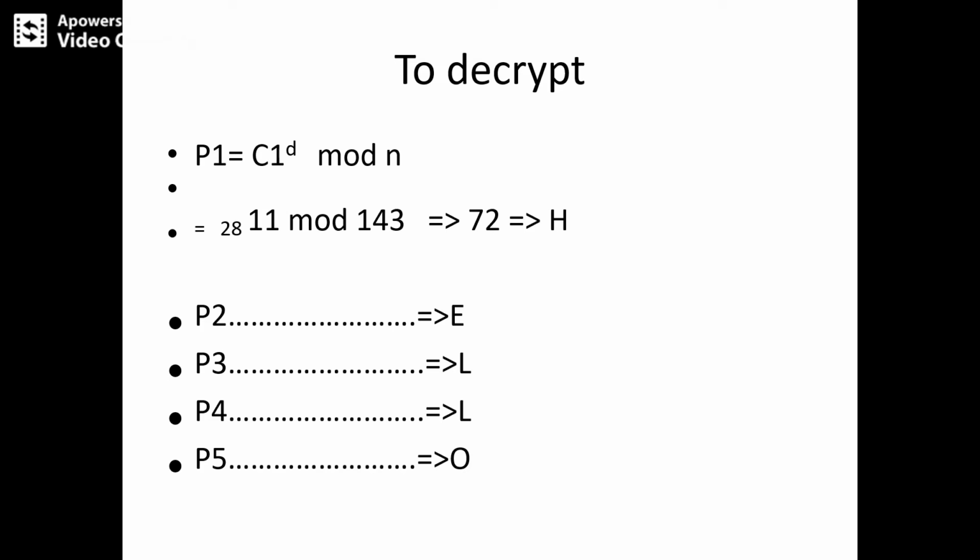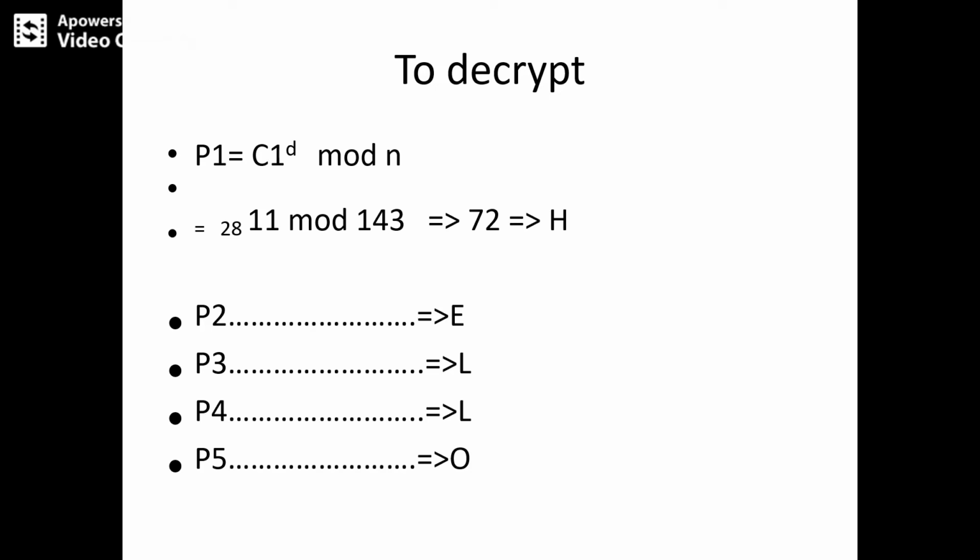Similarly, we'll do the second plain text. We will get P2 equal to ciphertext 2 to the power of the secret key, similarly modulus n, the product of the two prime numbers. Then we will get the next letter, e. Similarly, we will get back l l o. So this is the way we need to decrypt the encrypted message.